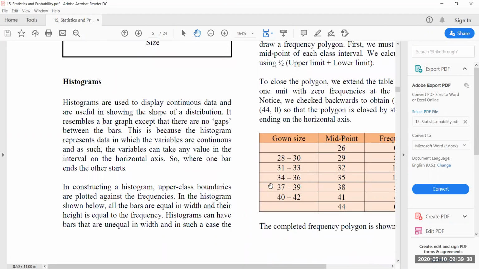Histograms are used to display continuous data and are useful in showing the shape of a distribution. It resembles a bar graph, except there are no gaps or spaces between the bars. This is because the histogram represents data in which the values or the variables are continuous, and as such, variables can take any value in the interval on the horizontal axis. So where one bar ends, the other one starts. So in constructing a histogram, upper class boundaries are plotted against the frequency.